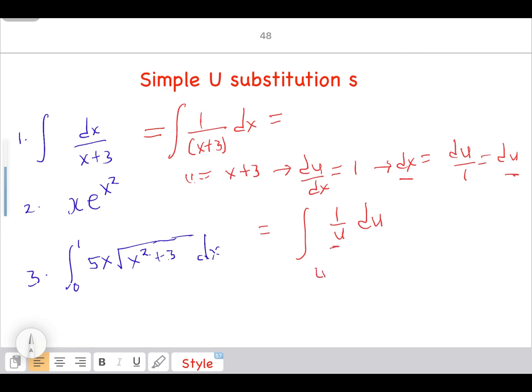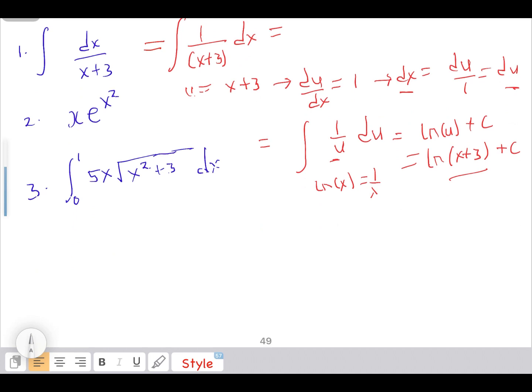And we all know this one, that the derivative of ln x is 1 over x. Therefore, the integral of 1 over u is what? Ln of u. And then don't forget your integration constant, which is c. And then when you are done, you need to replace u. You are going to get ln of x plus 3, plus c. So this is what we have for this first question.